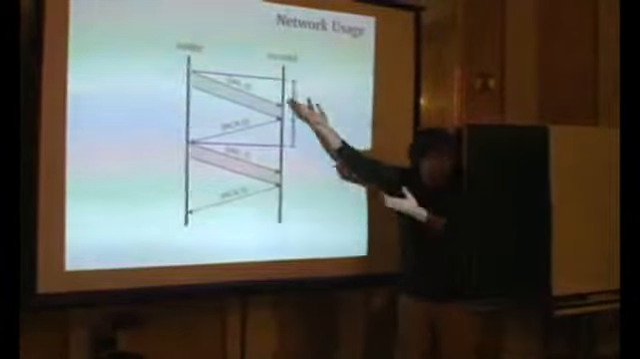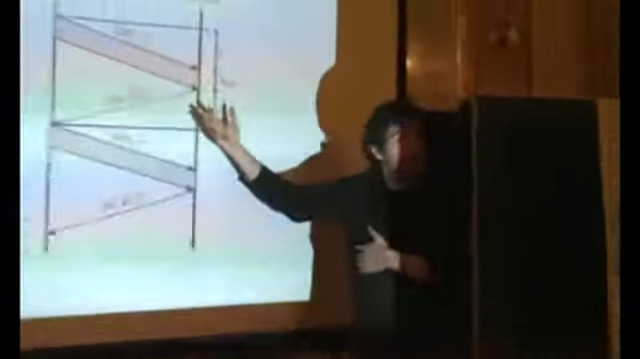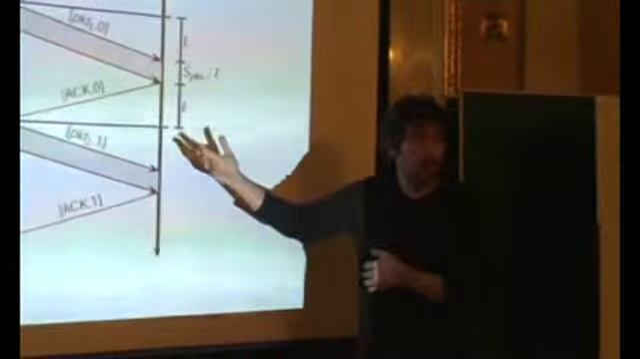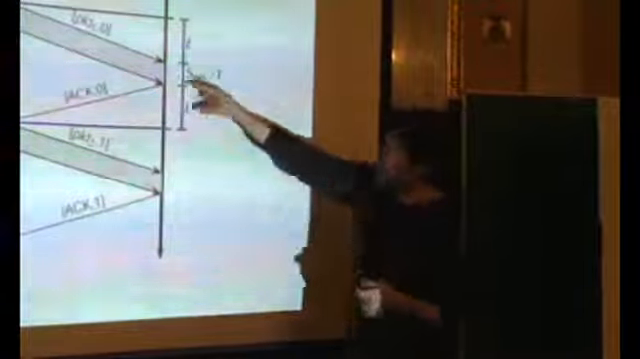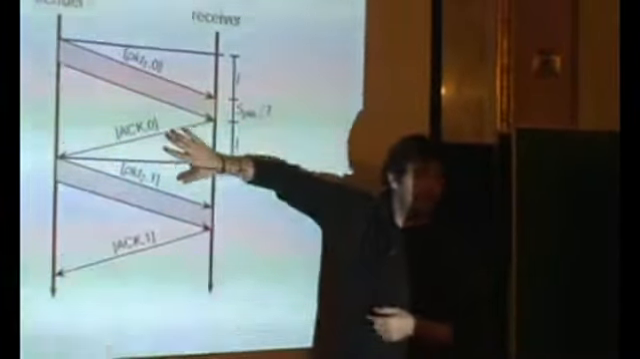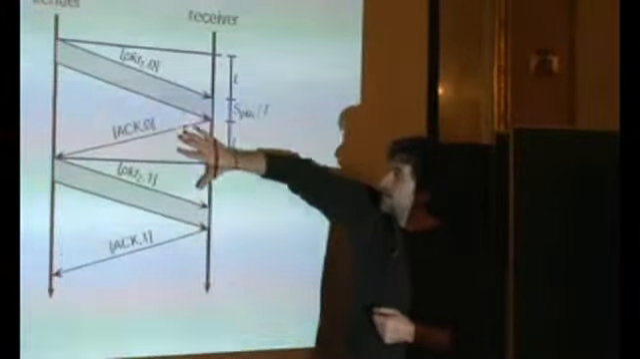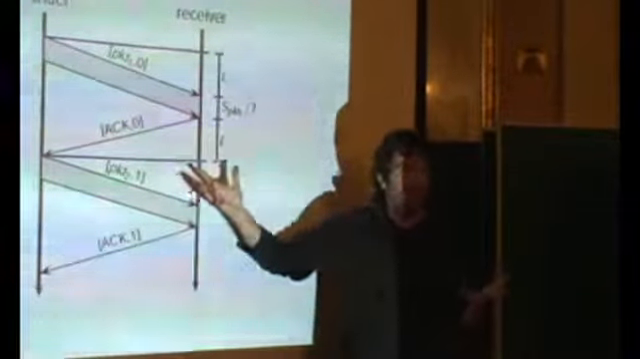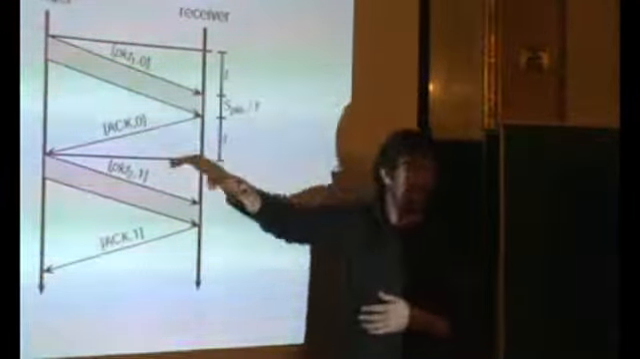In this case, if this is a correct visual representation, would this be a good use of the bandwidth of the network? No, because as you can see, most of the time you see white. White means that we're not using the network at all. We want to fill this as much as possible.